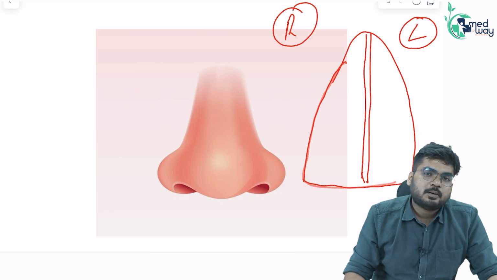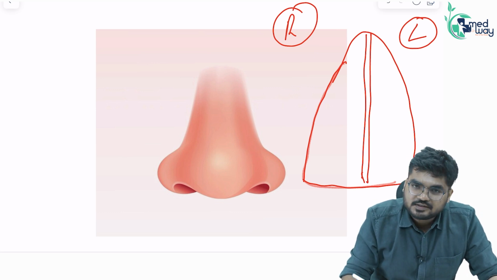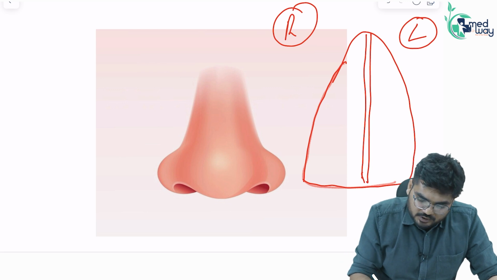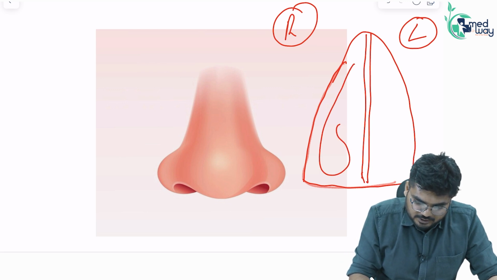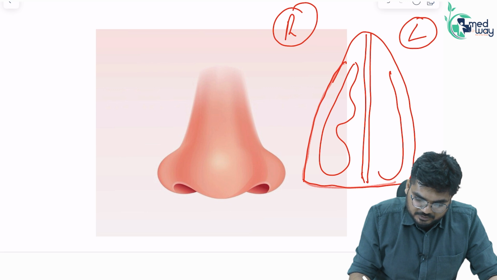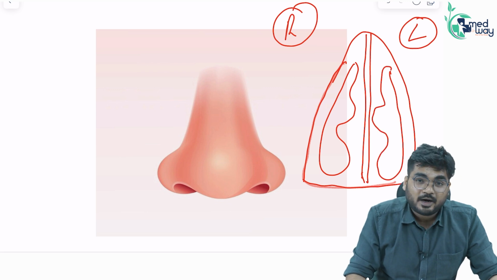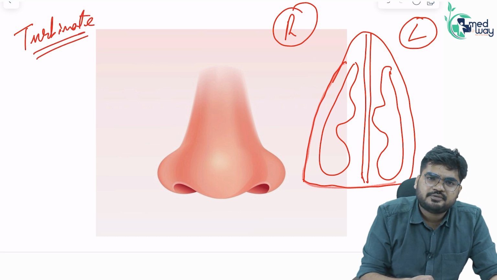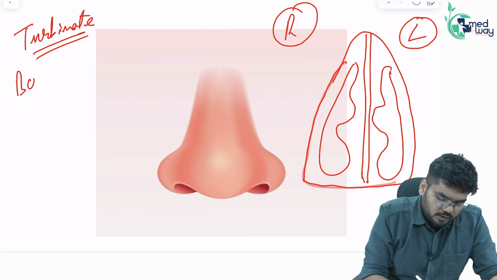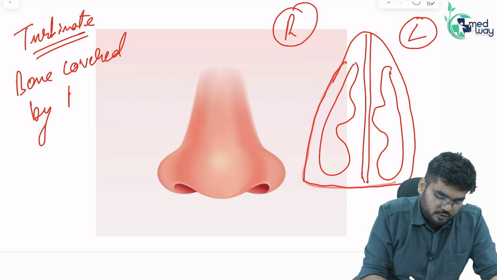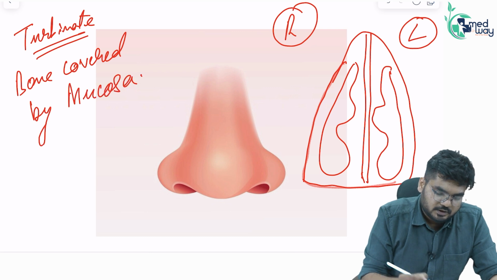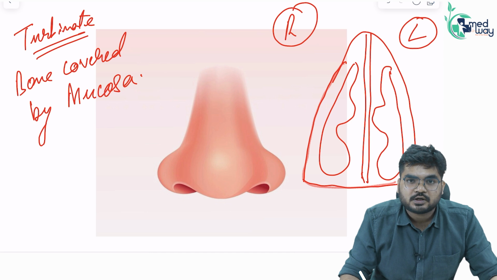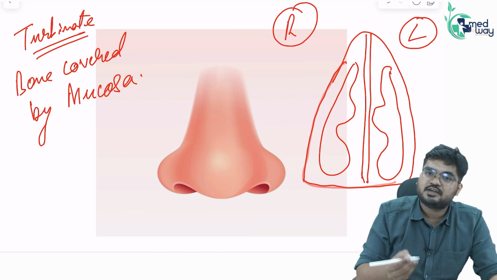Fine. If I talk about this anatomy of nose, there is a nasal septum in the center. On both the sides, we have something called turbinates. You might be thinking, what is a turbinate? See, what is a turbinate? The basic definition of a turbinate is a bone covered by mucosa. A bone which is covered by mucosa. A bone simply which is covered by mucosa is a turbinate.